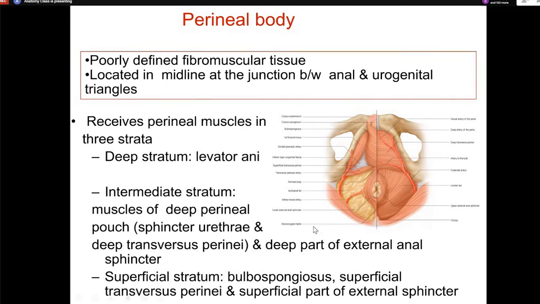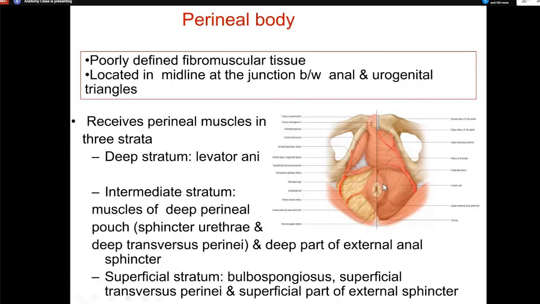So how will those muscles attach? In the deep layer we have the levator ani. You can see this levator ani is attached to the perineal body. Now in the intermediate layer we have the sphincter urethrae and the deep transverse perineal muscle that is attached. Then the external anal sphincter. In the superficial layer we have the bulbospongiosus, then the superficial transverse perineal and the external anal sphincter.